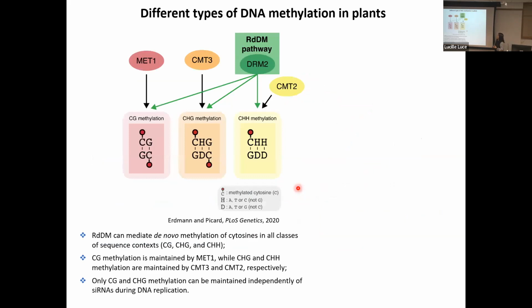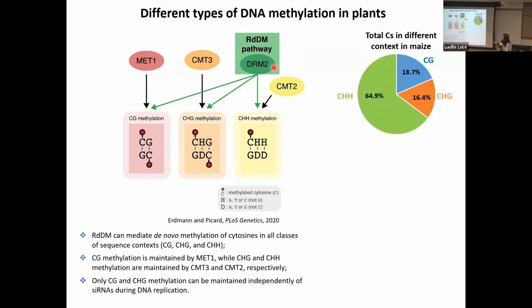This RdDM pathway can trigger all three different types of methylation in plants: CG, CHG, and CHH. We know that in mammals, the major one is CG methylation, right? In plants, we have pretty abundant CG, CHG, and CHH methylation. These three types of methylation are maintained by different methyltransferases. For example, CG is maintained by MET1, and CHG is maintained by CMT3, a chromomethyltransferase. And CHH in heterochromatic regions is maintained by CMT2, but all of these three can be triggered by RdDM.